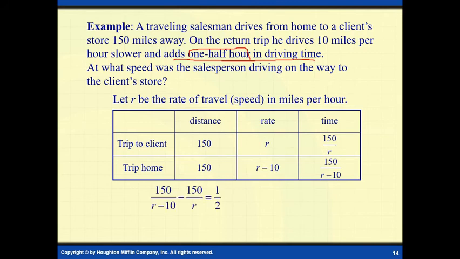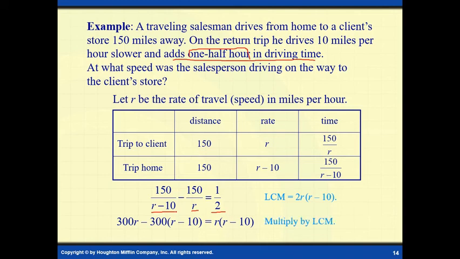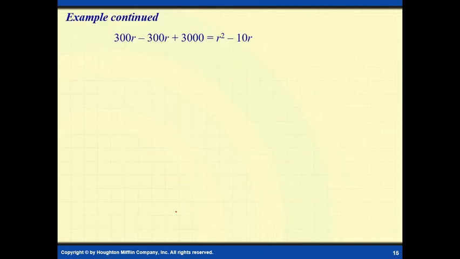So if we set this up, we can subtract the trip home from the trip going out, and that's going to give us 1/2 hour, okay? So then our LCM is the 2R. It's 2, the R, I mean, we don't get any breaks here. We've got to use all of those as our LCM, okay? And so we're going to multiply everything by the LCM, and we'll continue this over there.